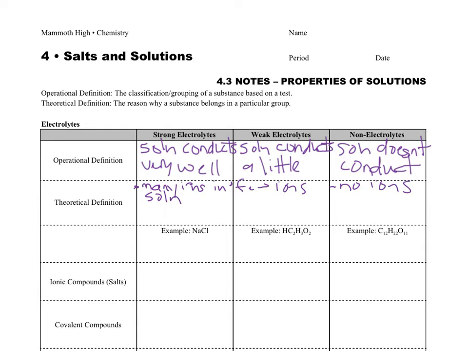Sorry about the crappy handwriting here. Hopefully you can get it from what I'm saying if you can't read my writing.